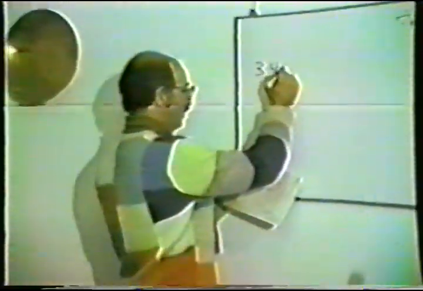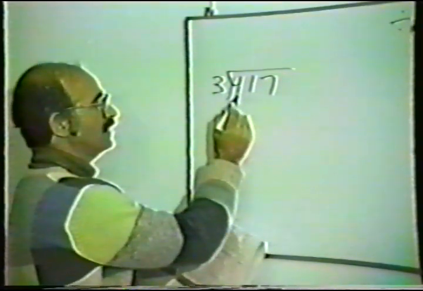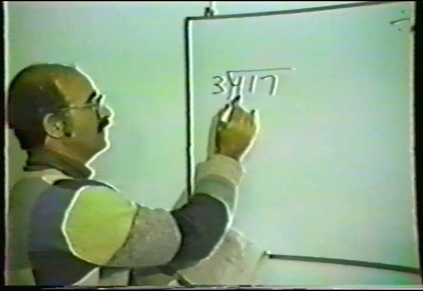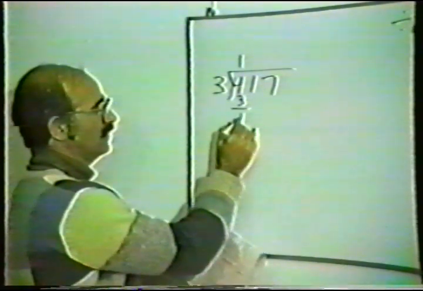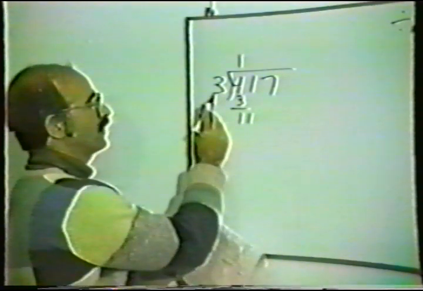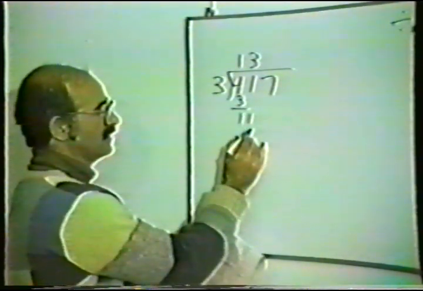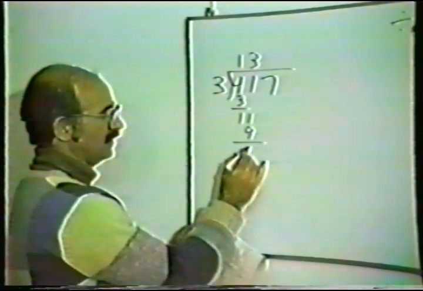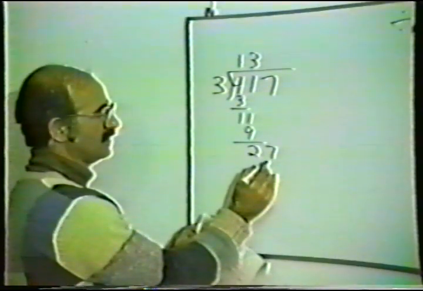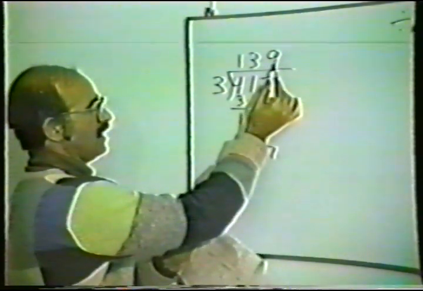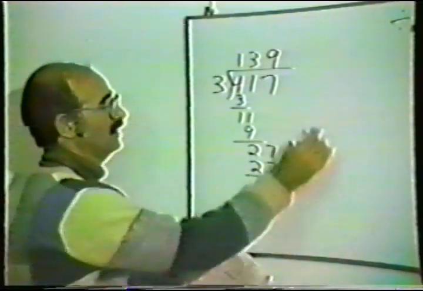3 into 417. Everybody ready? Yes. 3 into 4. Does 3 go into 4? Yes. Okay, 3 into 4 goes 1 time. 1 times 3 is 3. 4 take away 3 is 1. Bring down the 1. 3 into 11 goes 3 times, because 3 times 3 is 9. Subtract, get 2. Bring down the 7. 3 into 27 is 9, because 9 times 3 is 27. Subtract, get 0. But check.